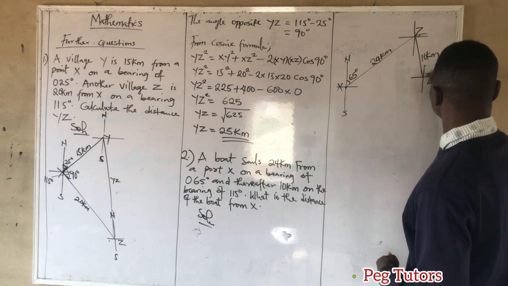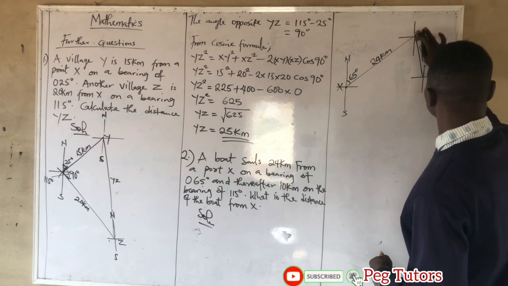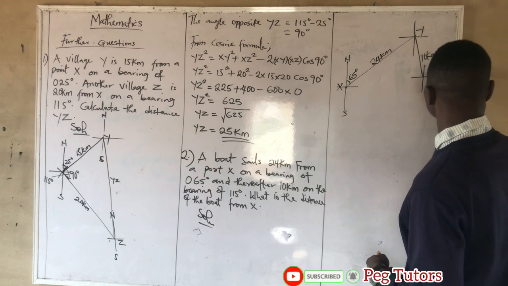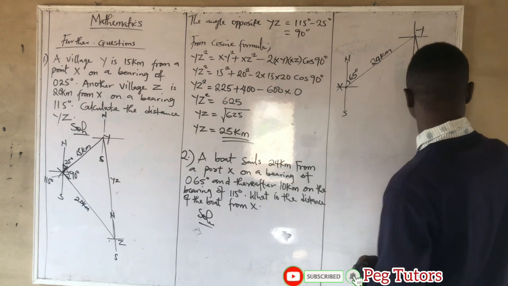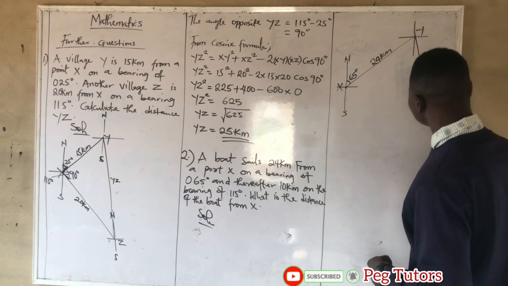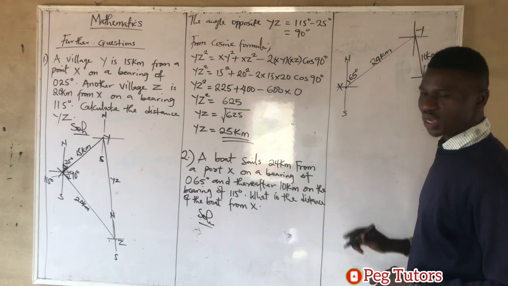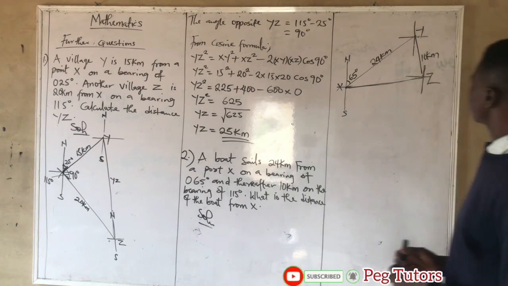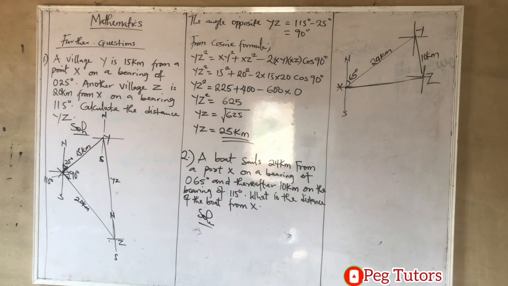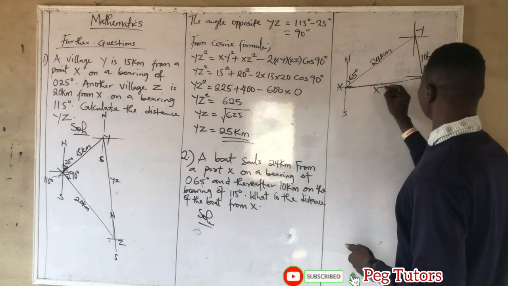Okay, this place is Y, and this place is Z. So this is its final position now. They are asking: what is the distance from this Z to X? So you have to join them. So this is exactly what we are looking for, XZ.